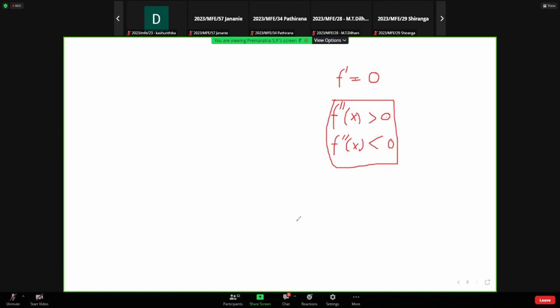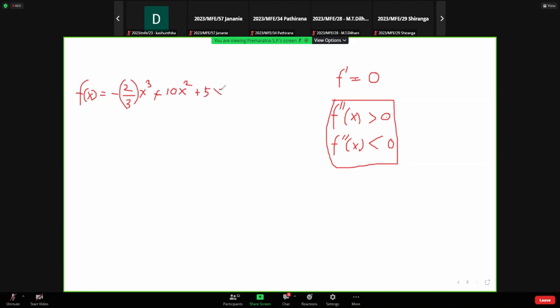Now, one example. Let's say f(x) equals minus 2/3 x cubed plus 10x squared plus 5x.